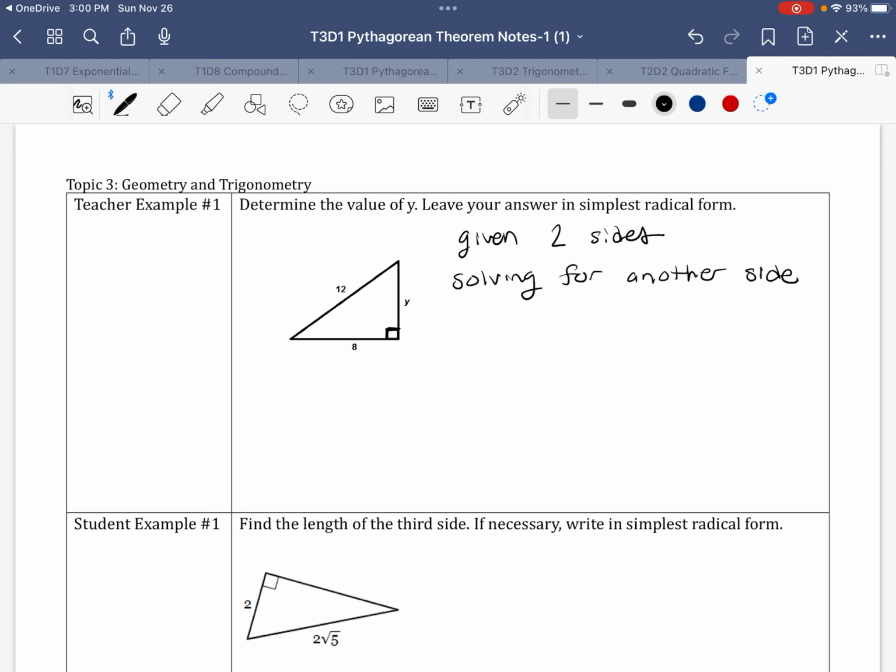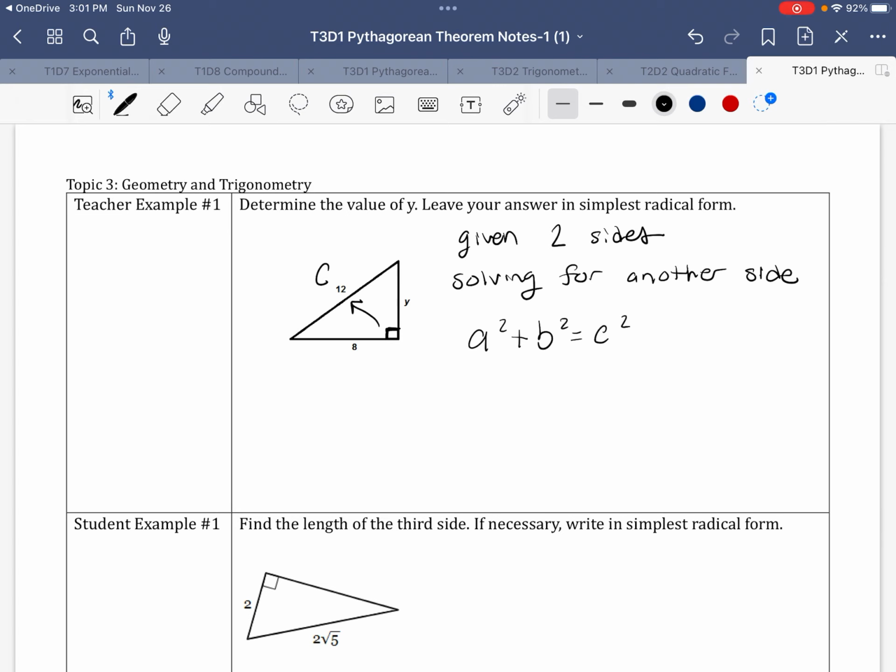The second angles get involved in right triangle problems, we should be considering trigonometric ratios: sine, cosine, tangent. But when we're given 2 sides, we're looking for another side, and it is a right triangle, we should use the Pythagorean theorem, a squared plus b squared equals c squared. From there, I need to determine what is my hypotenuse, my longest side opposite the right angle.